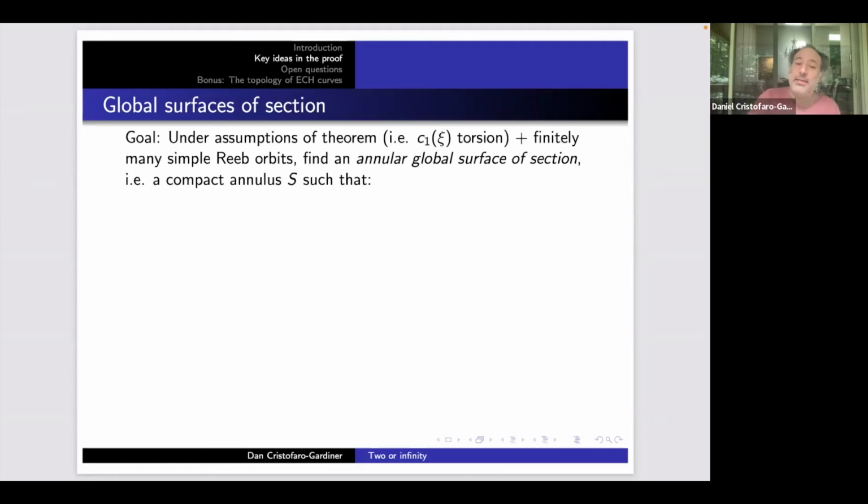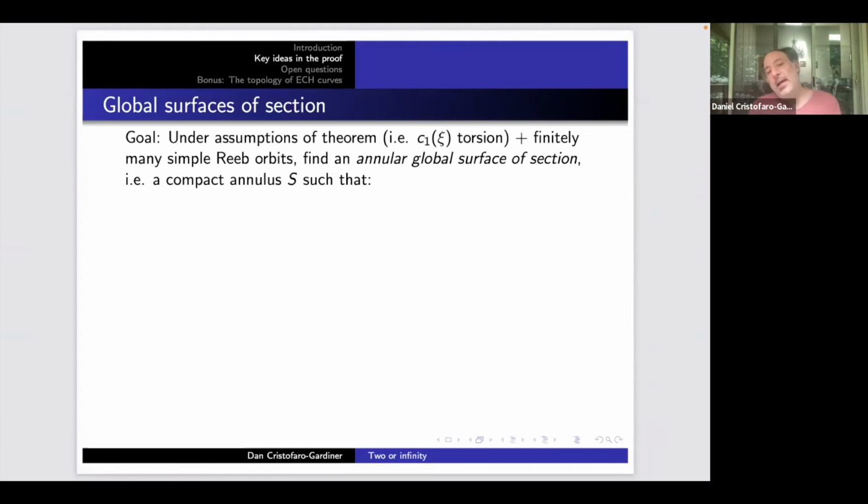So in the convex case, they don't need non-degeneracy. And so the first place to start is to understand how HWZ actually do this. And they do this by finding a global surface of section. So that's very motivational for our approach to the problem as well. Okay, so what is a global surface of section?